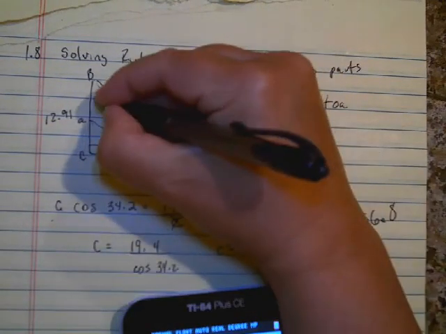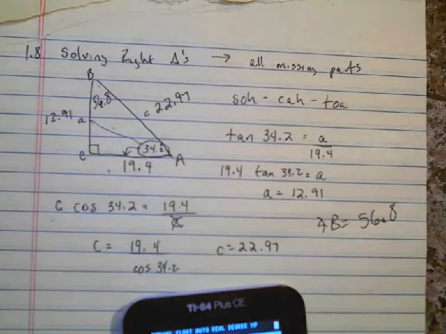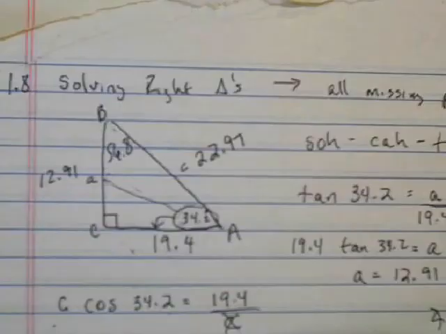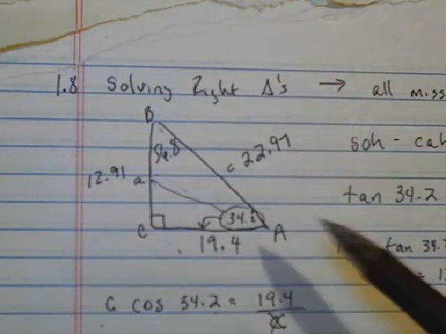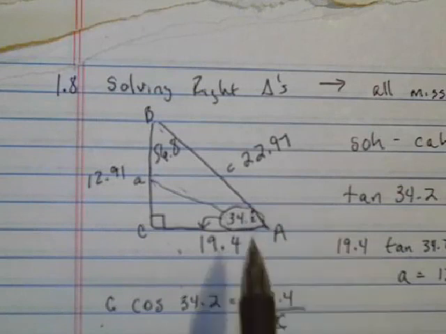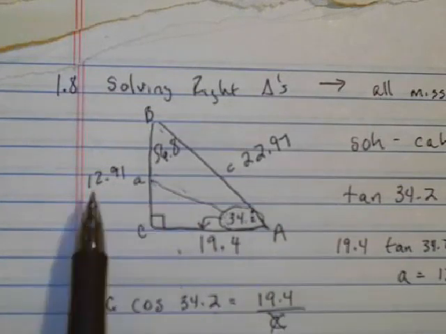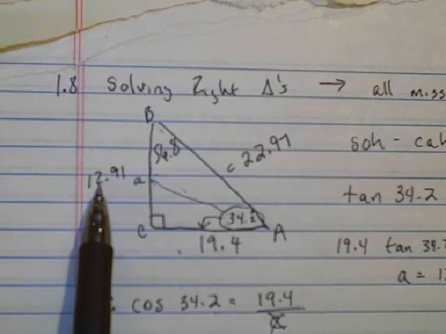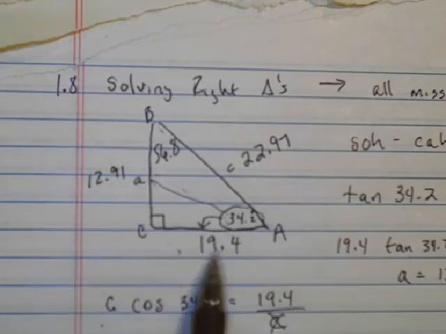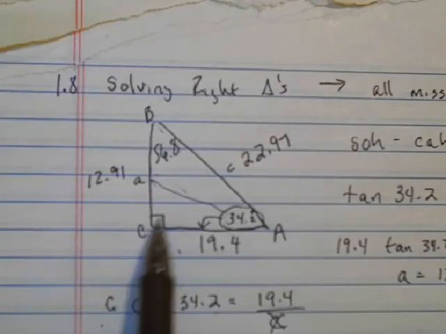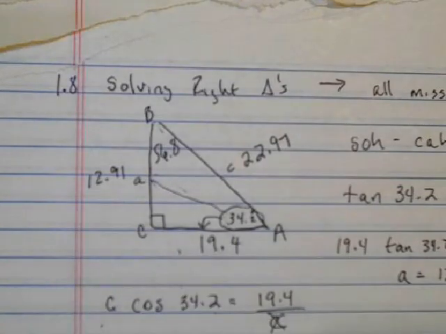So that's this. Now, once I'm finished, I can take a look and just see if this makes sense. You learned a theorem in geometry called the hinge theorem. And the hinge theorem says that the smallest angle should be across from the smallest side. So here's my smallest angle, 34.2. It's across from 12.91. That's my smallest side. My next biggest angle is 56.8, and that's across from my next biggest side. And then my biggest angle, 90, is across from my biggest side. So this makes good sense, so I must be correct.